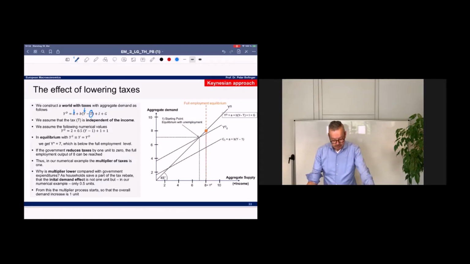Now we take numerical values in order to show the whole thing. So we assume that A is 2, we have 0.5 as propensity to consume. We assume that the tax is 1, and we assume that investment is 1 and that government expenditures are also 1. And adding this up, we get here an equilibrium of 7.